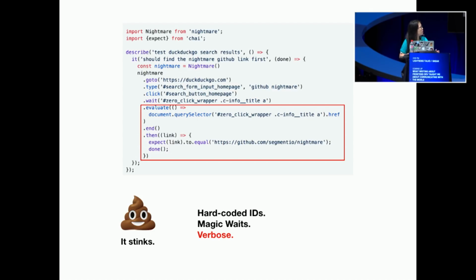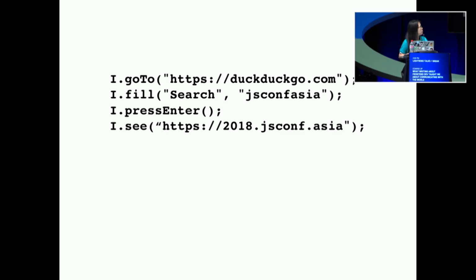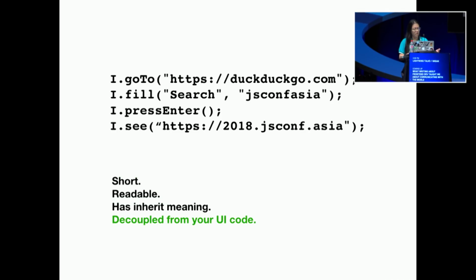So you know what? We can really make testing a lot better. So I think this is what tests should really look like. I go to DuckDuckGo.com, I search JSConf.Asia, I press the enter key, and then I see, hey, HTTPS 2018 JSConf.Asia. This is short, this is readable, this has inherent meaning, it is decoupled from your UI, and it is maintainable.